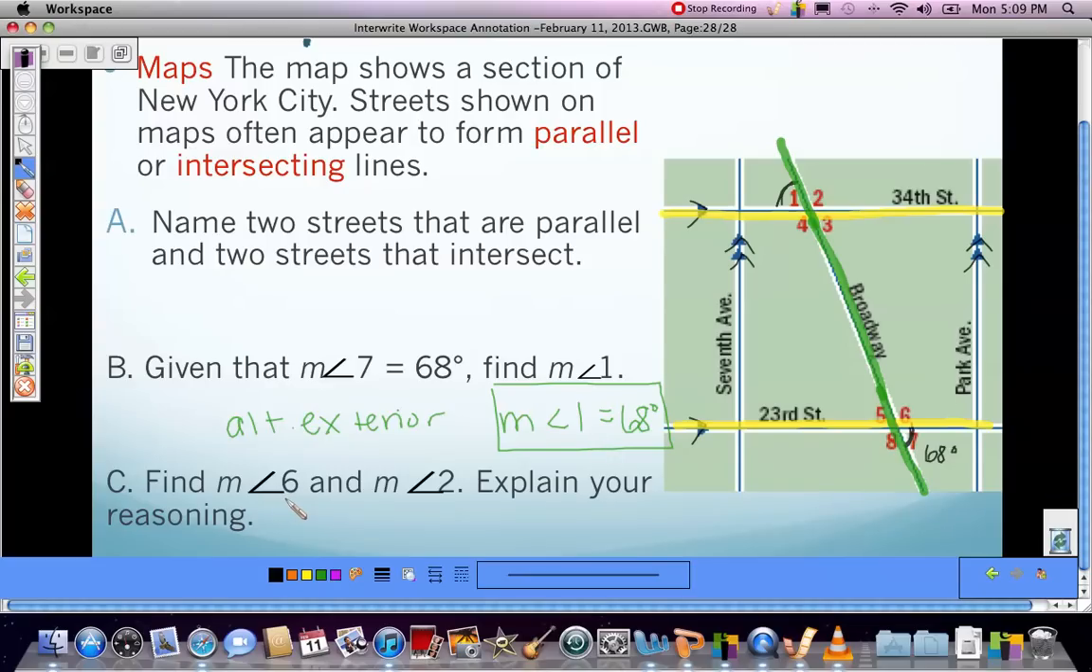Part C, find the measure of angle 6 and the measure of angle 2. Explain your reasoning. The measure of angle 6 is right here. So what I want to do is use the information I have. I can see that the adjacent angle is 68. It's right here. That was given to us in part B. So if the adjacent angle is 68, I can easily find 6 because I know adjacent angles are supplementary. They're equal to 180 degrees. So I'm going to do 180 minus 68, and that equals 112. So angle 6 must equal 112 degrees.